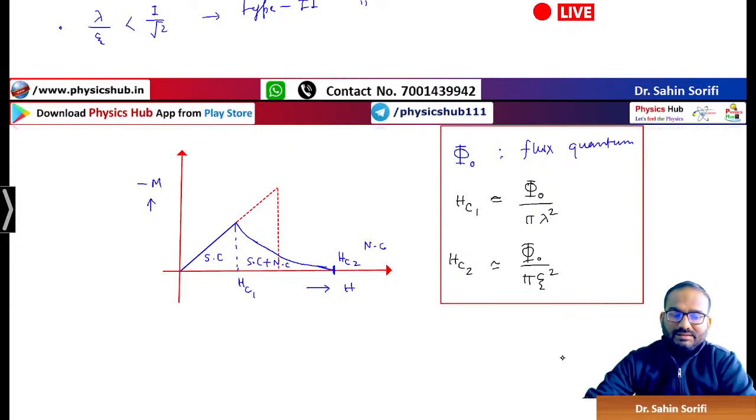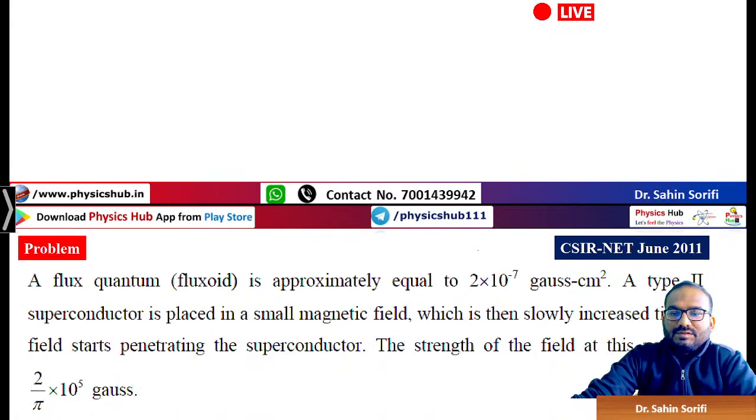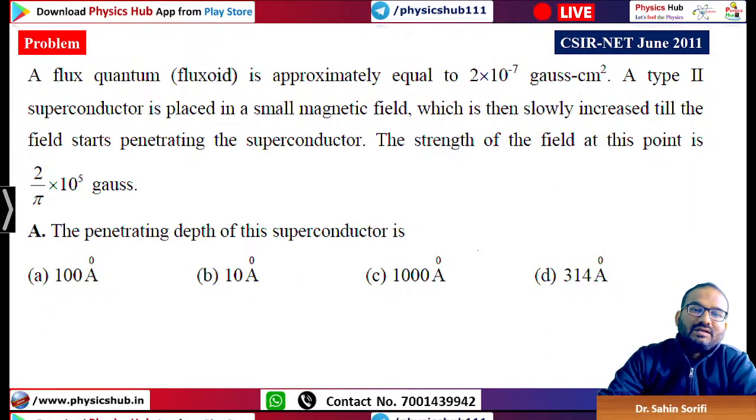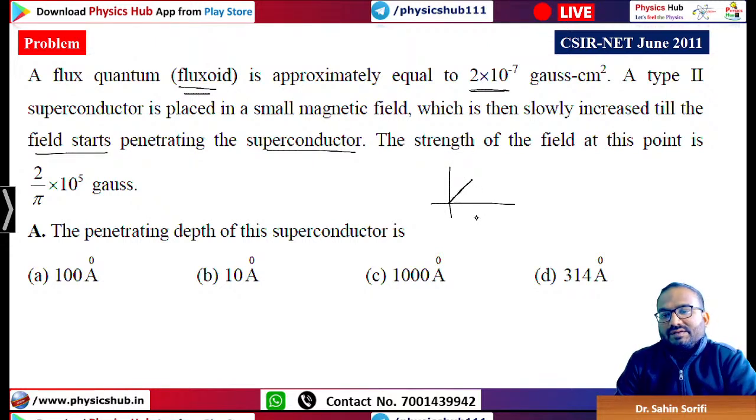What kind of question can you get? Let me show you one of the problems. This came in June 2011. The flux quantum, known as fluxoid, is approximately equal to 2 into 10⁻⁷ Gauss centimeters. A type 2 superconductor is placed in a small magnetic field, which is then slowly increased till the field starts penetrating the superconductor.